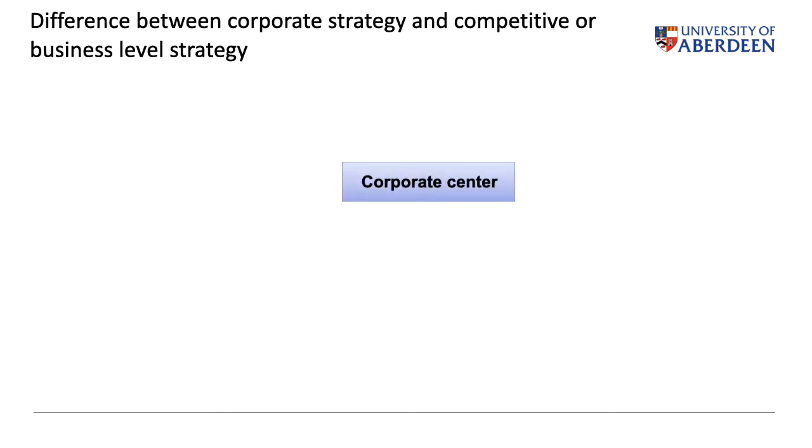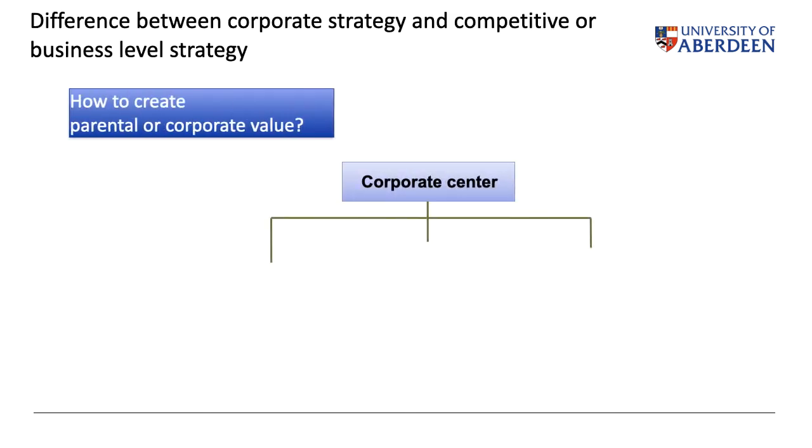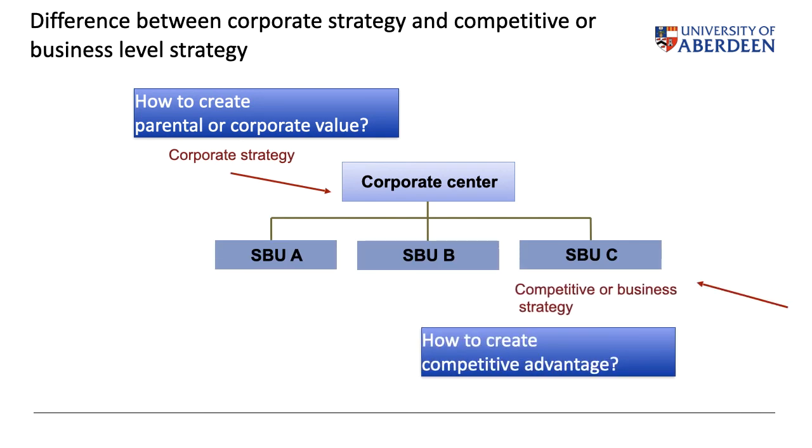Now that we're finishing with corporate level strategy, let's compare it with competitive or business strategy. The business level strategy will always be important at the strategic business unit level, whilst the corporate strategy will be important at the corporate level. The question of corporate strategy is how to create parental advantage. So how do you keep all the businesses together in such a way that they are more valuable together than separated? And on this note, we finish with corporate level strategy.